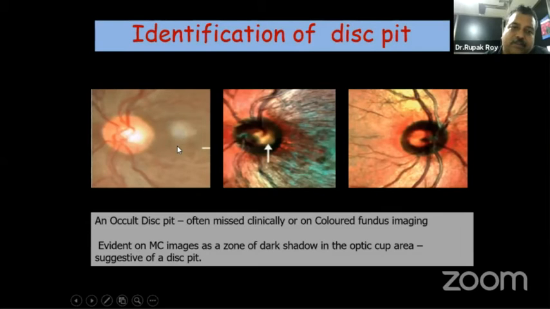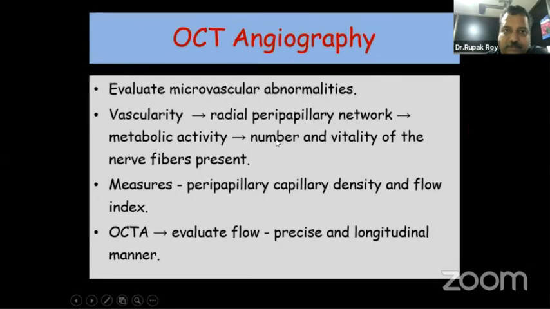Multicolor imaging also has a role in an entity known as occult disc pit. In this clinical color fundus photograph, you are not able to see the disc pit, but you see macular edema in the macular region. When you do multicolor imaging, you are able to see the optic disc pit, which is not seen in the conventional color fundus photograph. So this is one other application of multicolor imaging.